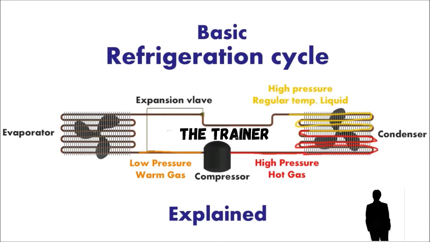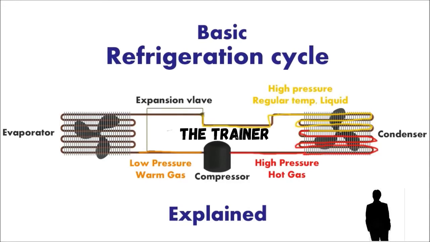Stage 3 happens at the expansion valve. The refrigerant enters from the condenser as a high pressure, regular temperature liquid. The valve regulates the flow of refrigerant around the system and into the evaporator. It does this using a diaphragm. Let's just draw on here, going from the condenser to the expansion valve.